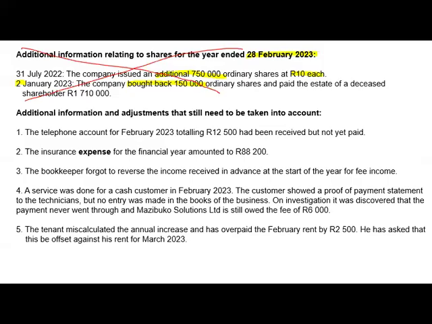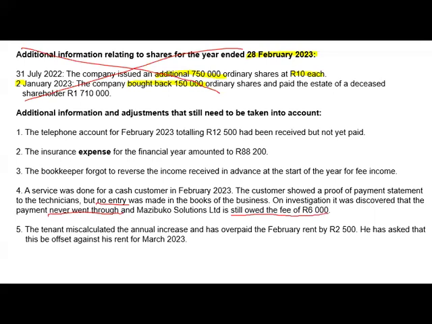Number 4. A service was done for a cash customer in February 2023. The customer showed a proof of payment statement to the technician, but no entry was made in the books. Highlight that. So we know that we need to make an entry because no entry was made. On investigation, it was discovered that the payment never went through. Highlight that. And Mazibuko Limited is still owed the fee of 6,000. Guys, it means that we are still owed that 6,000.